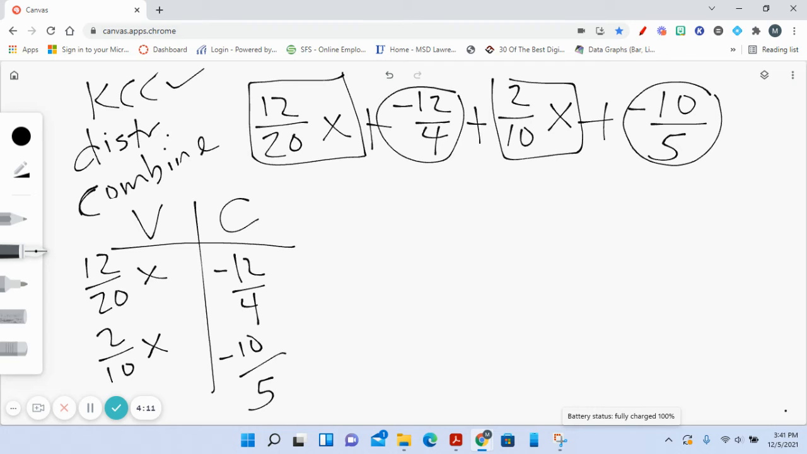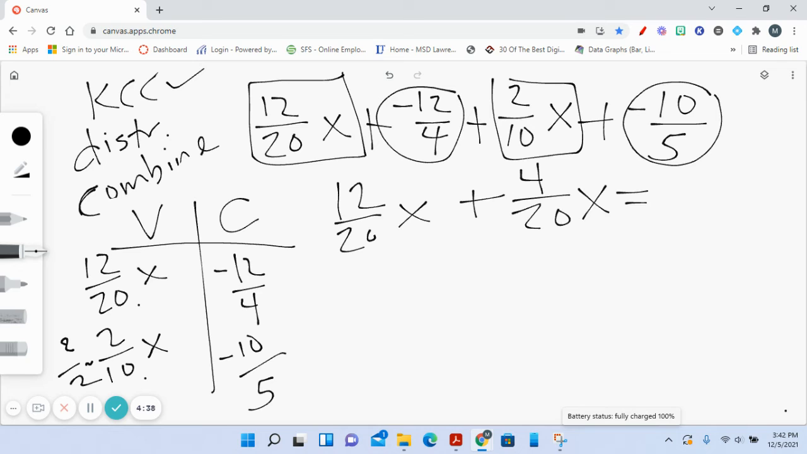So let's look at our x terms. Can we add them together? Well, our denominators are not the same, but I know that 10 goes into 20, so I'm going to use 20 as my common denominator. So I'm going to have 12 over 20x still, and then I multiply the 10 times 2 to get 20, and what I do to the bottom, I got to do to the top as well. So we're going to have 4 over 20x. And when I do that, 12 plus 4 gives me 16, and the 20s just carry over, so we have 16 over 20x.